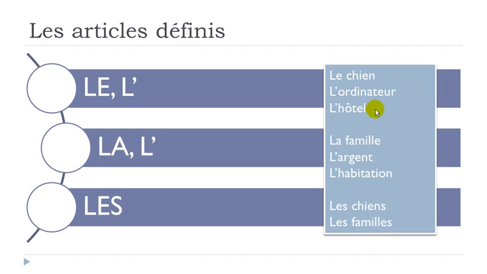And third example, so I took on purpose this hôtel, okay, because it starts with H, but remember that in French we don't pronounce H, okay? So basically the first sound of the word is the vowel O, okay? So for the same reason, E needs to disappear. L'hôtel. Okay, so if we repeat them, le chien, l'ordinateur, and then l'hôtel.